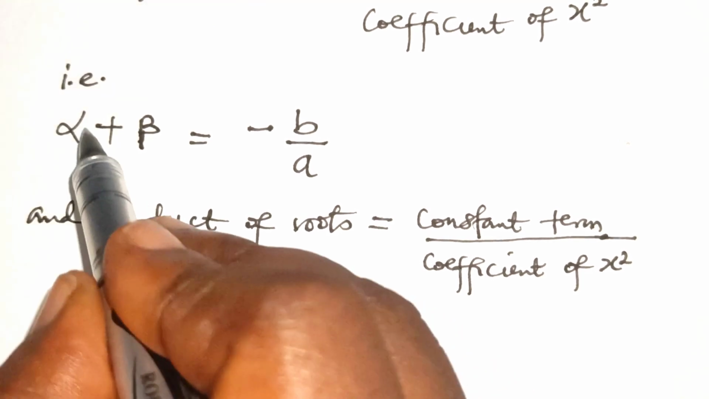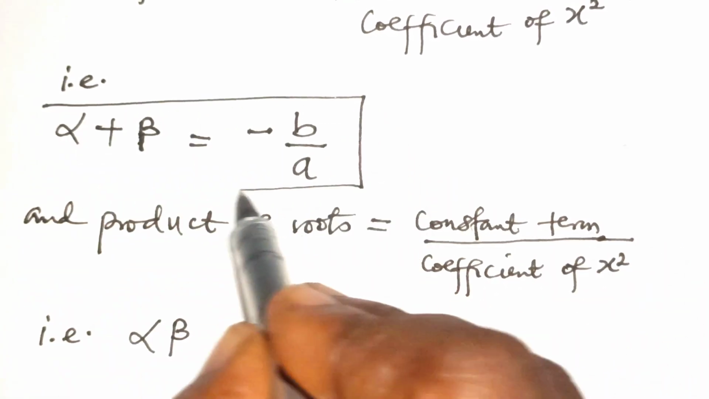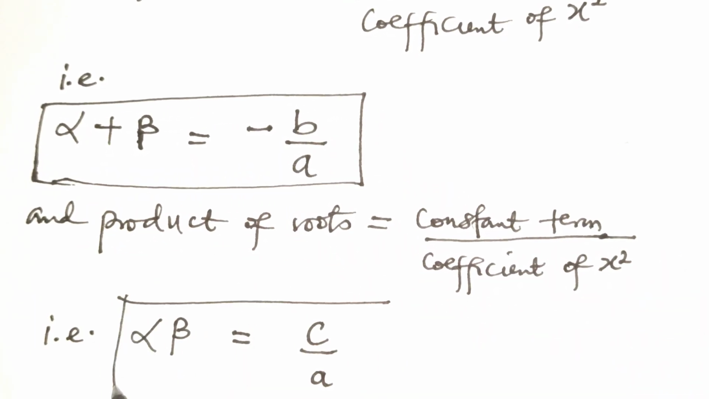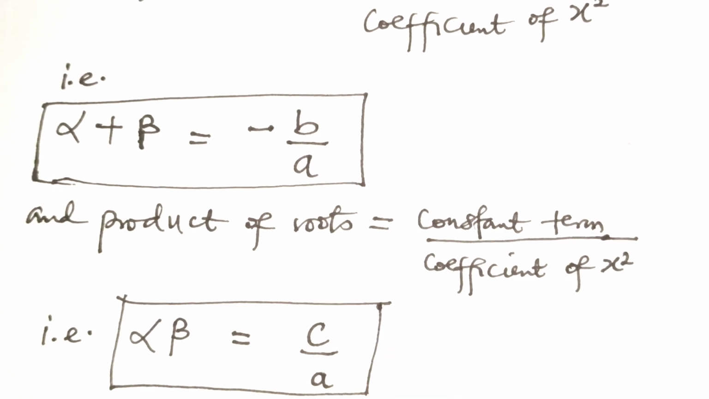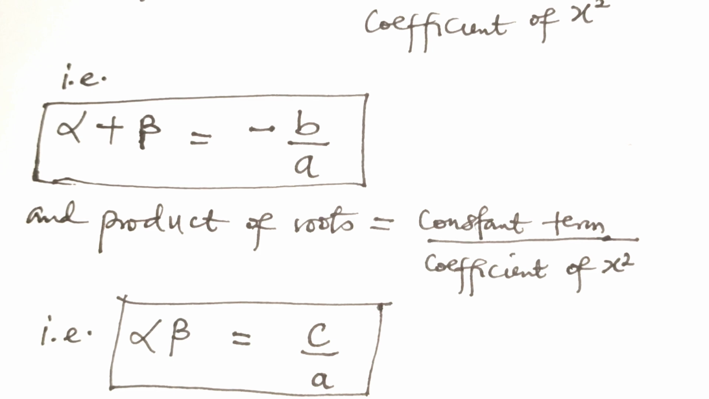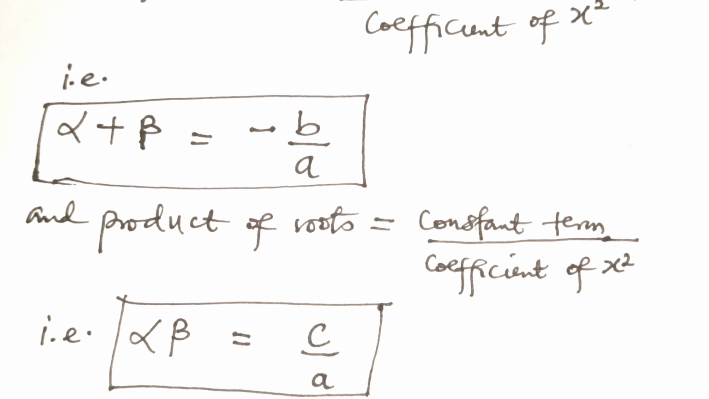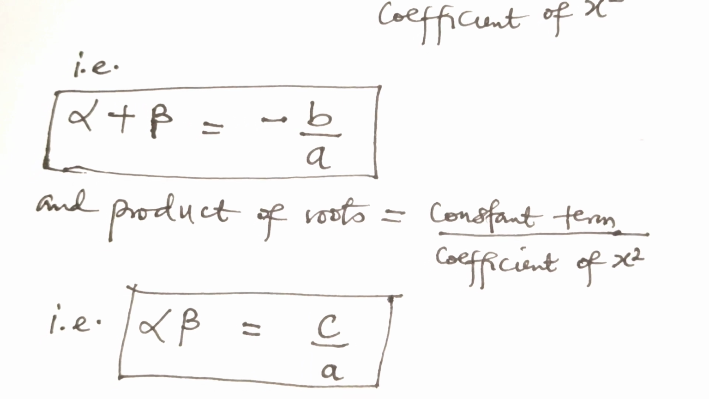So these two relations, alpha plus beta and alpha beta, can help us to find a quadratic equation when two roots are given. Now we are going to solve examples making use of this sum and product of roots.